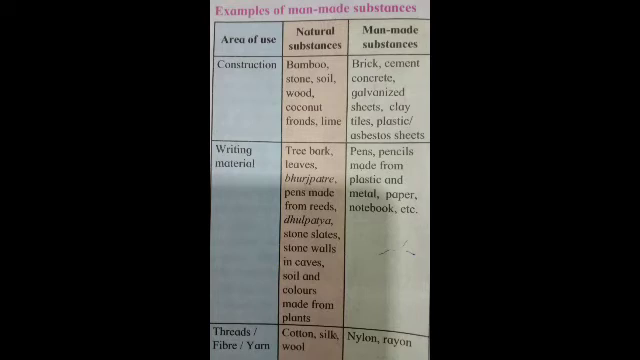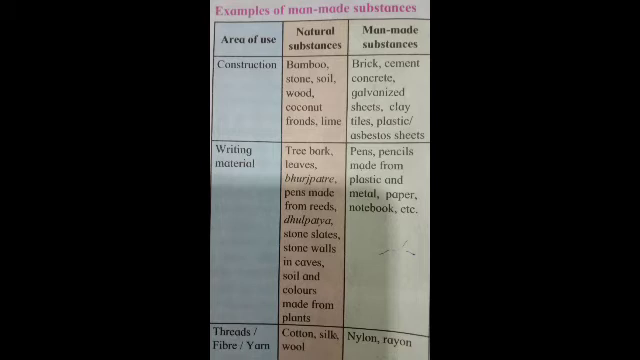We use natural substances for constructing any building or roads, like bamboo, stone, soil, wood, coconut fronds, lime, etc. And man-made substances like brick, cement, concrete, galvanized sheets, clay tiles, plastic, asbestos sheets.